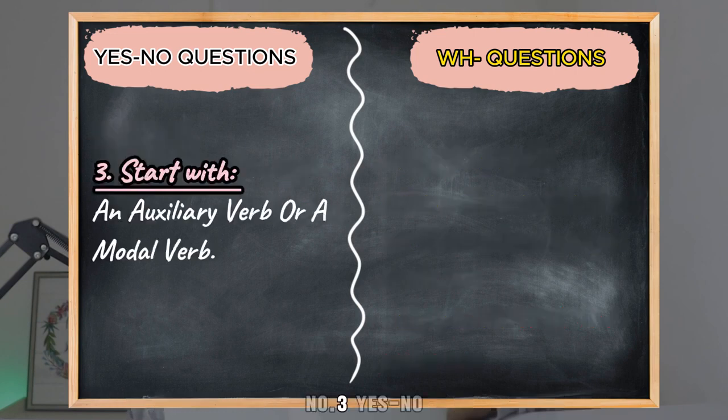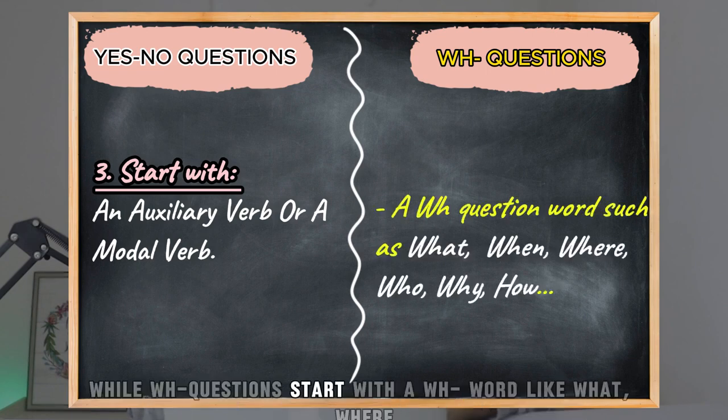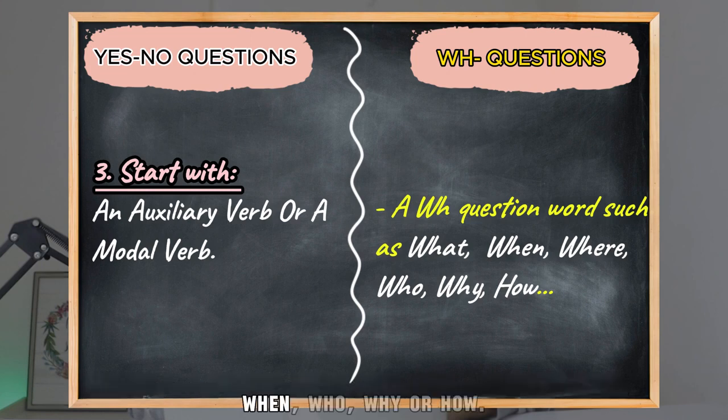Number 3. Yes/no questions typically begin with an auxiliary or a modal verb, while WA questions start with a WA word like what, where, when, who, why, or how.